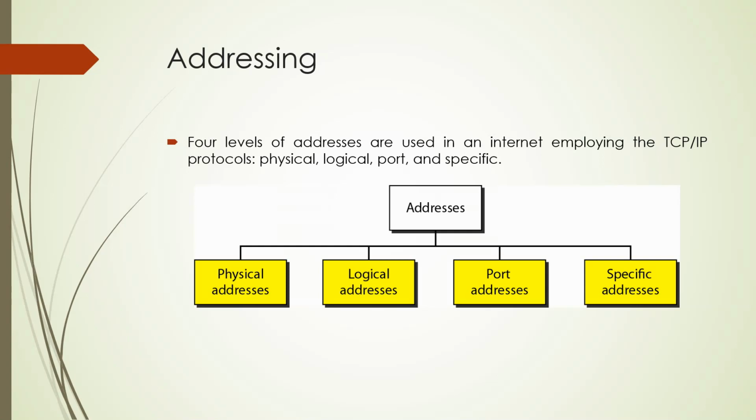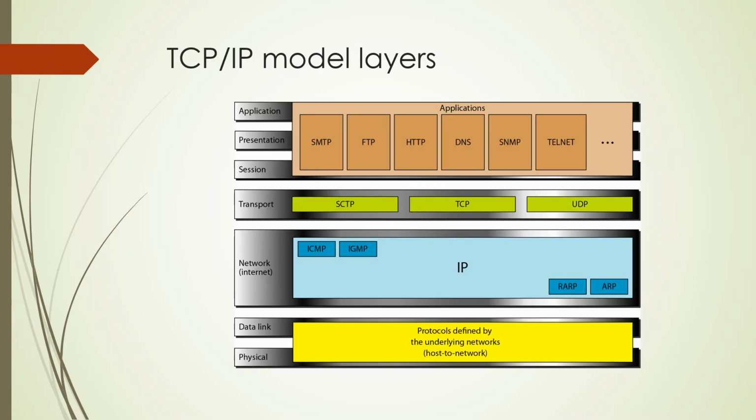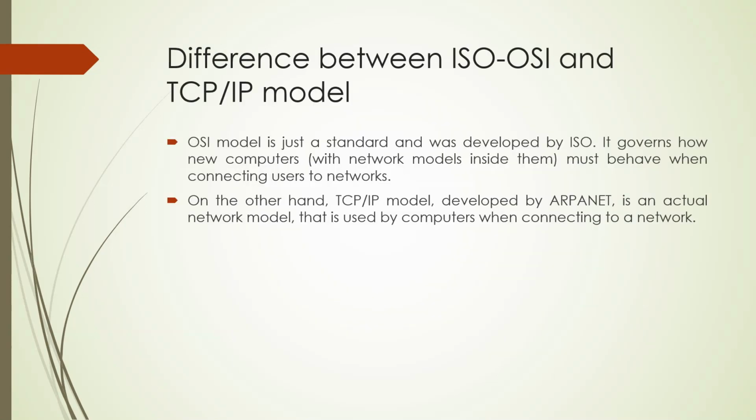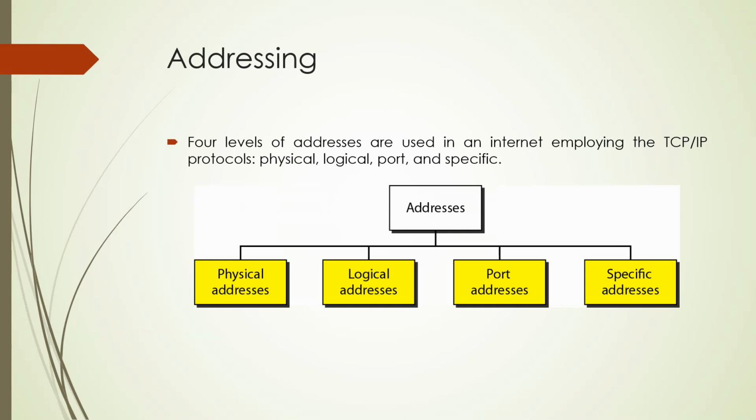So there will be various ports inside our computers. Why? Because there are various processes running inside our computer. So again, these port addresses will be governed by the transport layer. And lastly, there are specific addresses, which means if you remember this diagram, in the application layer you can see that there is something called a DNS, right? So what is DNS? That is domain name service.